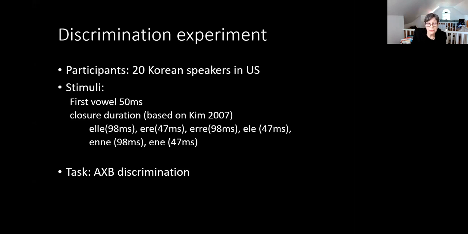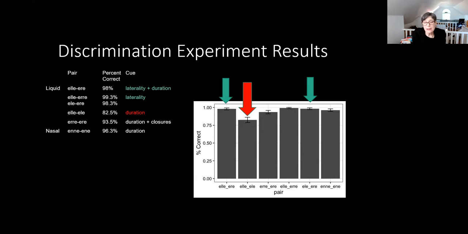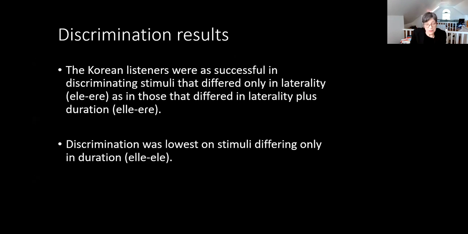And we just did an AXB discrimination task. And what we found is that when you have laterality alone, discrimination was as good as when you had both laterality and duration. So in the real language forms, of course, you have those 2 cues, laterality and duration, but people were just as good when you gave them short L versus short tap, or long L versus long tap, or double tap. The one place where they were not so good was distinguishing long L from short L.